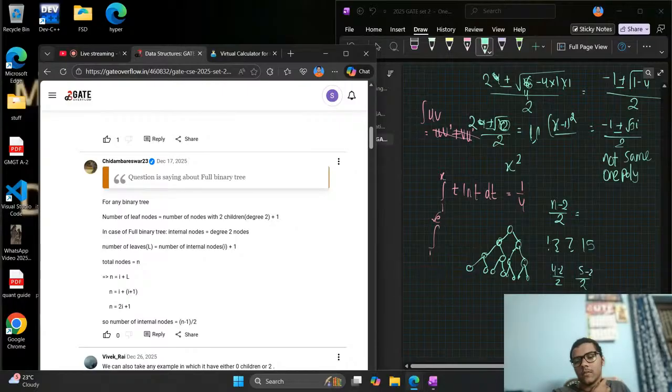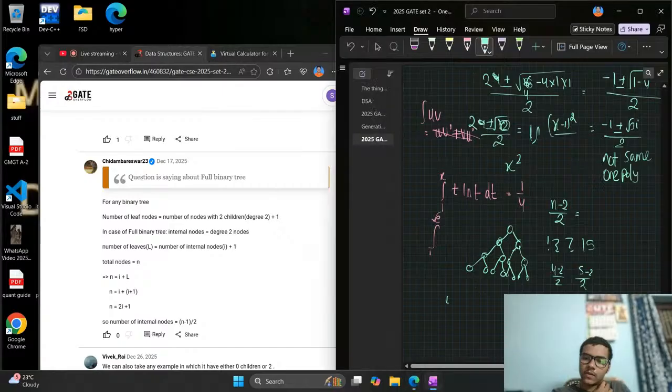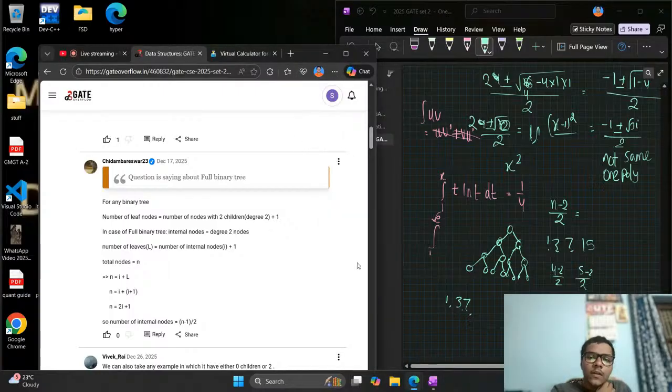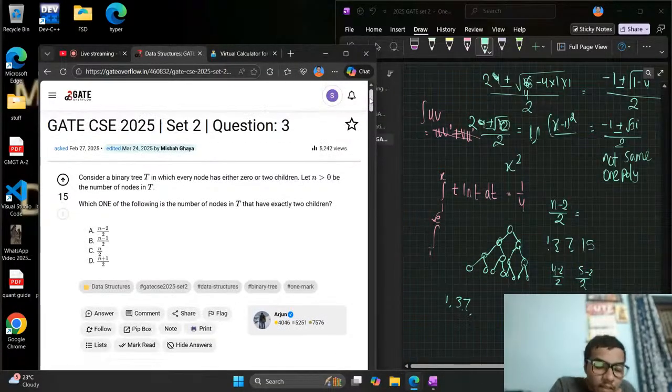Number of internal nodes it is asking. We messed up with the question itself in the first place. So the number of internal nodes is 1. The number of internal nodes is 3. Number of internal nodes is 7. Which is following the series 2 minus 2 by 2, that's 0. 3 minus 4 minus 2 by 2.